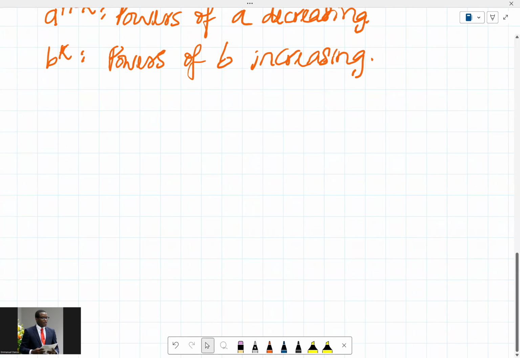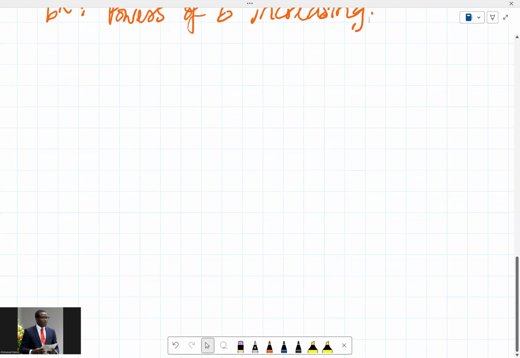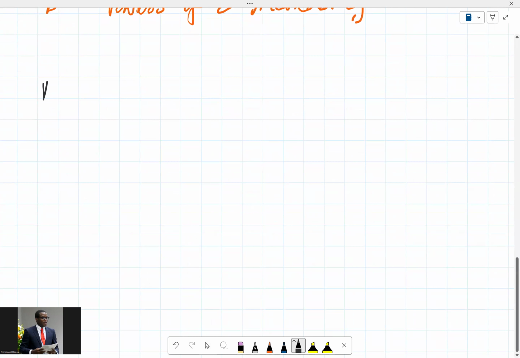All right, now that that is done, let's move on to talk about Pascal's triangle, which is really crucial in this situation. You have Pascal's triangle.